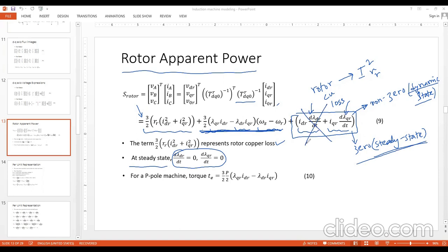Now, what kind of loss is this? Is it a mechanical loss or an electrical loss? The rotor copper loss, we can clearly see, is purely a function of the rotor current. So this is an electrical loss. The rotor copper loss is nothing but one sort of electrical power loss. It is not a mechanical loss.